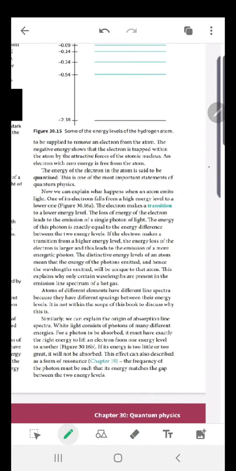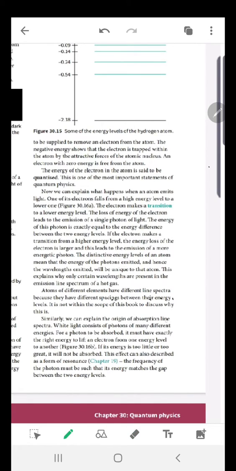Atoms of different elements have different line spectra because they have different spacing between their energy levels. We discussed this before, that energy levels are different. That's why different wavelengths are going to get produced. It is not within the scope of this book.